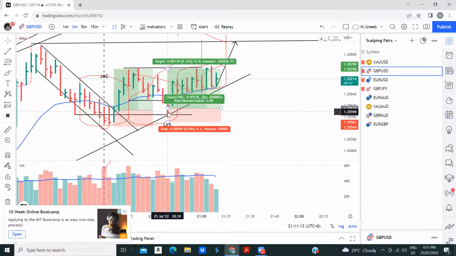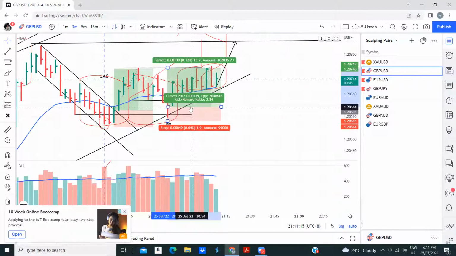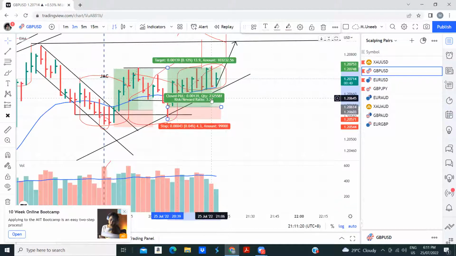I preferably, because I am a short-term trader, will just place my trade and exit my trade right over here at this point. Achieving a 3.23% return in a trade, that's enough for me.